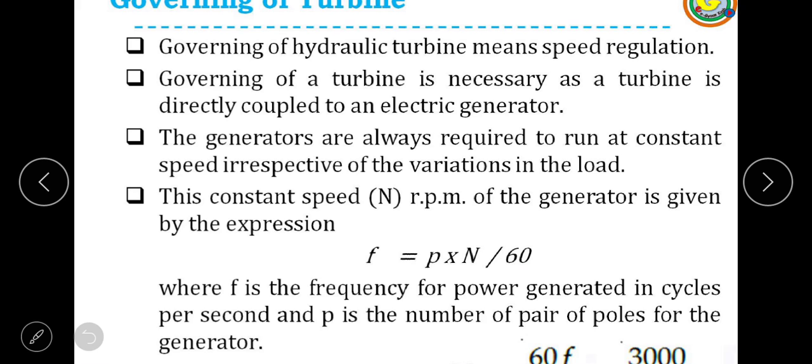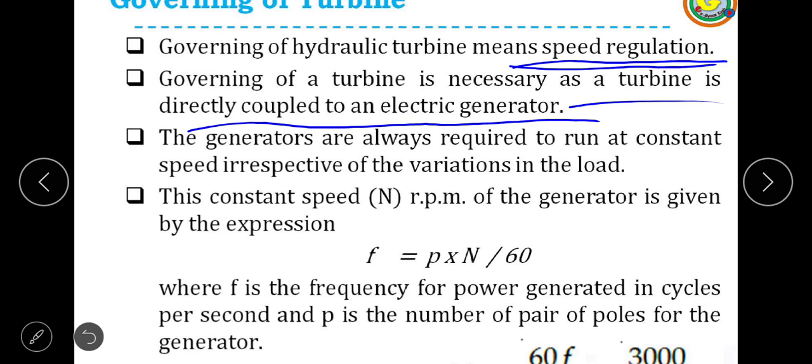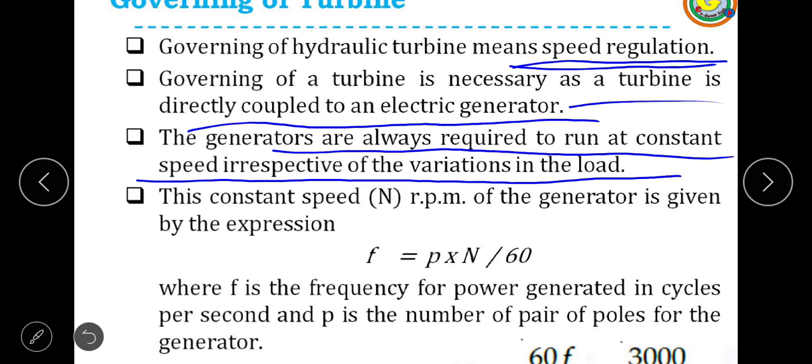Governing of a hydraulic turbine means speed regulation. Speed is to be regulated. Governing of a turbine is necessary as a turbine is directly coupled to an electric generator. Generators are always required to run at constant speed irrespective of the variation in the load.